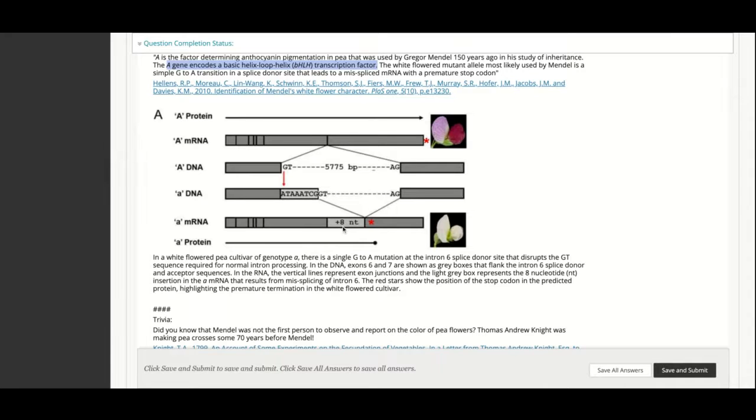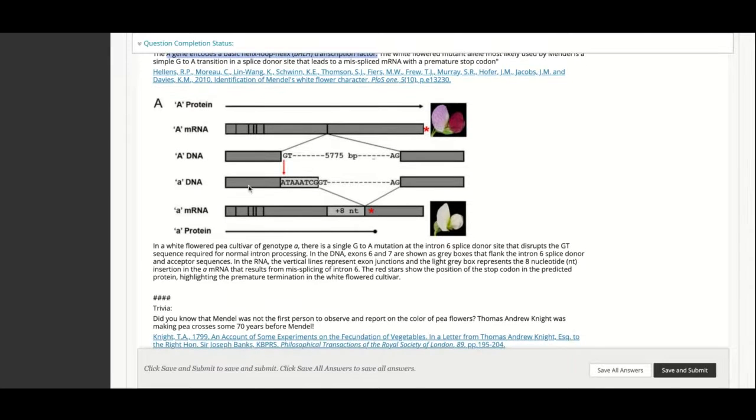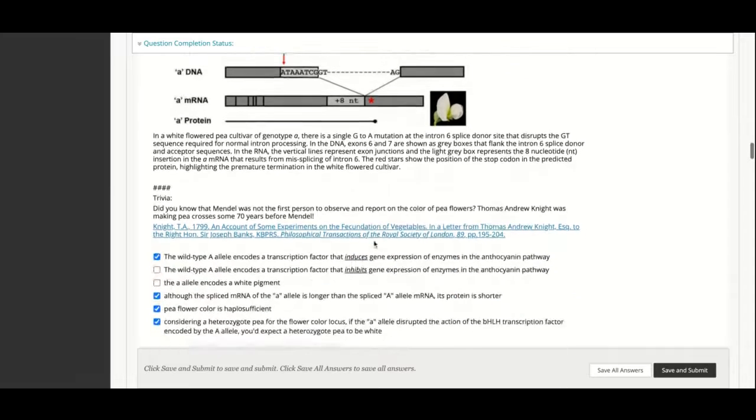So when you put 8 nucleotides, the reading frame changes, because 8 is not a multiple of 3. And then when your reading frame changes, you could potentially get early stop codons. So that one is true. The mRNA is longer by 8 nucleotides, but the protein is shorter by however many amino acids were excluded because of the early stop codon.